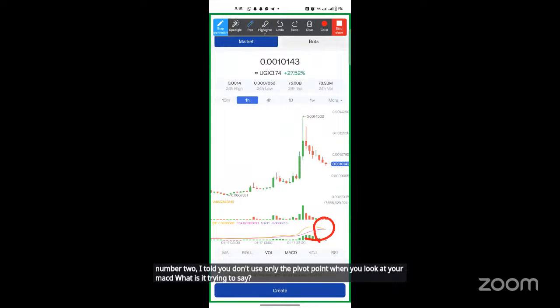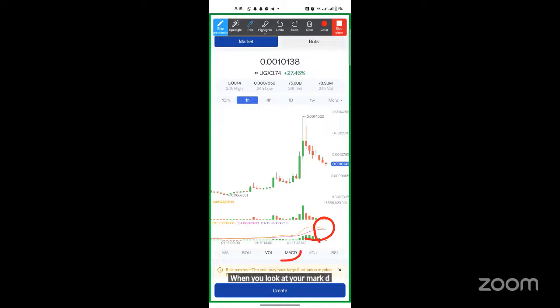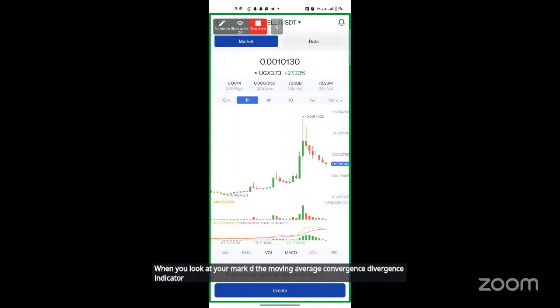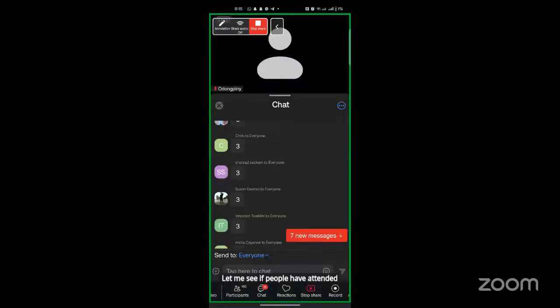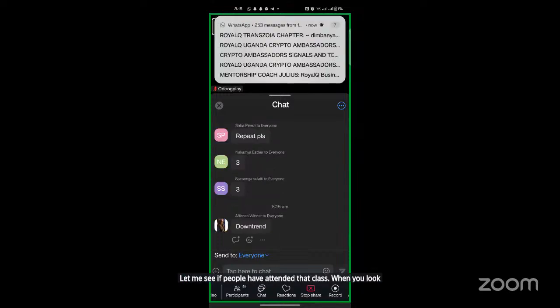When you look at your MACD, the moving average convergence divergence indicator, what is it trying to say? Let me see if people have attended that class. When you look at the MACD, what is it trying to say?